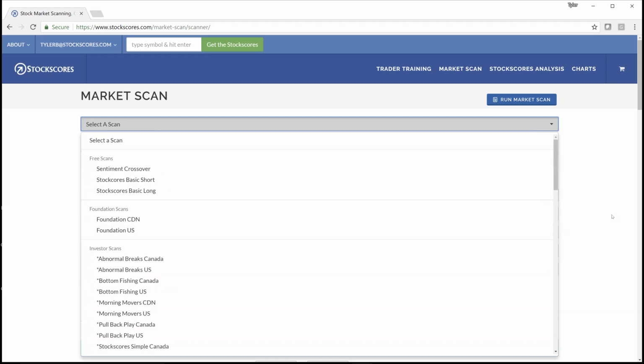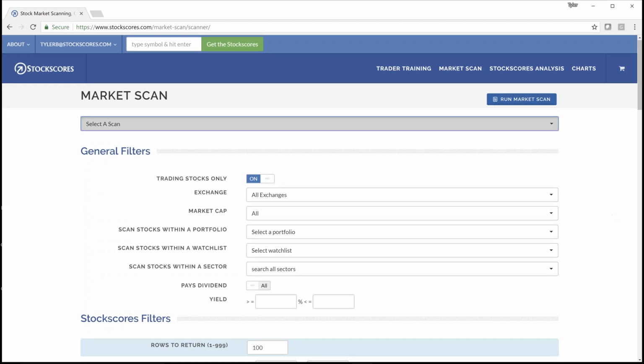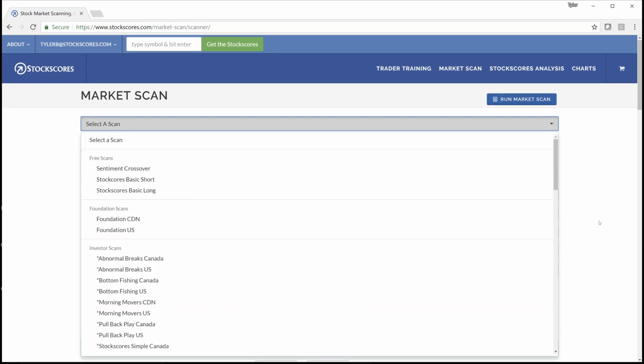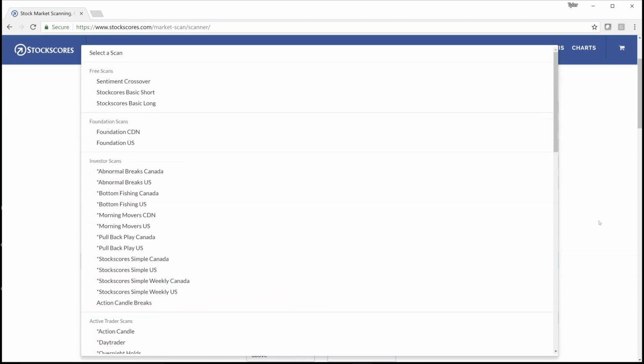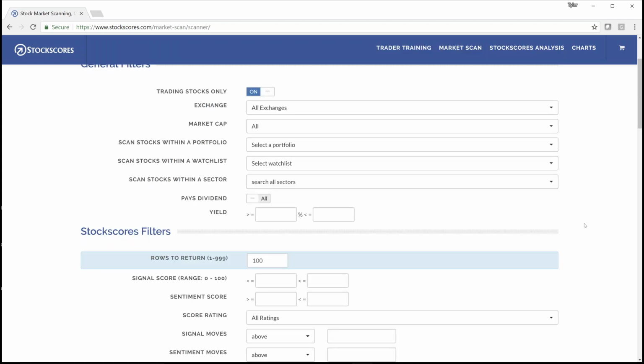What we're going to do tonight is focus on the investor scans. We are going to do the new strategy, which is called action candle breaks. And if we have time, we'll do abnormal breaks, which is a similar strategy. And if we have time, we'll do some other stuff as well. But we're going to go through the charts quite a bit more slowly today than we will on Thursday or Friday, because today it's all about teaching.